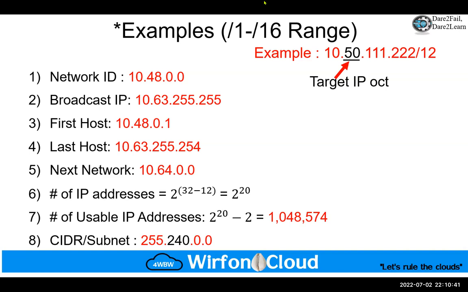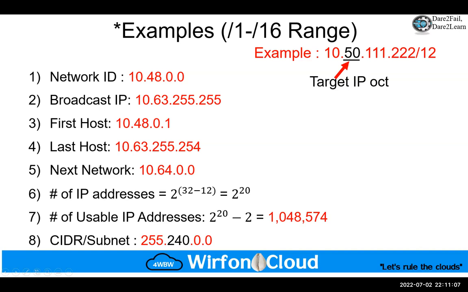So you get the number of usable IP addresses: 2 to the 20 minus 2, and that gives you that. To get your network ID and your next network, we're dealing with a /12, which puts you on group size 16. So you do your increments in sizes of 16. You can multiply this as necessary.